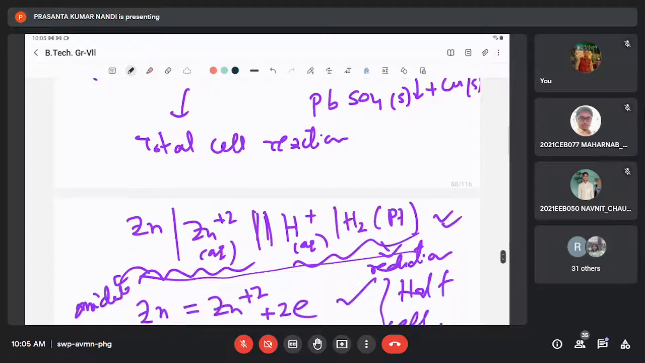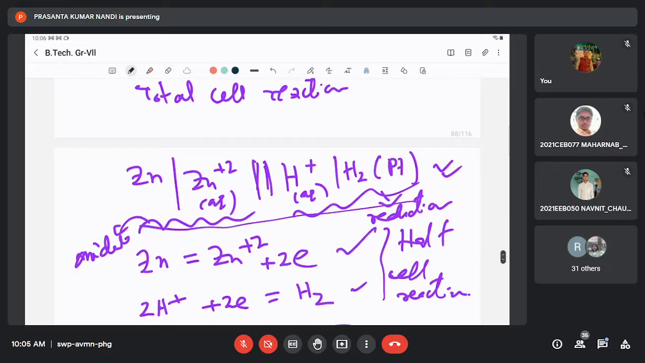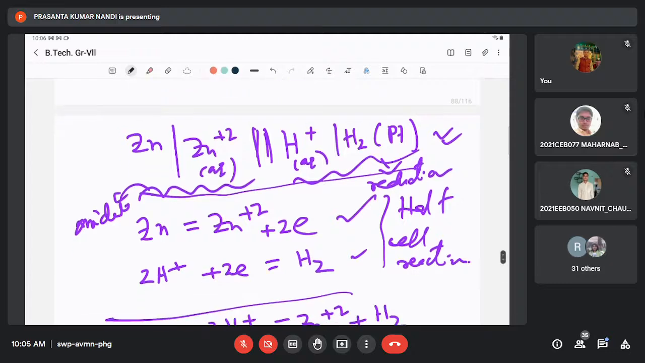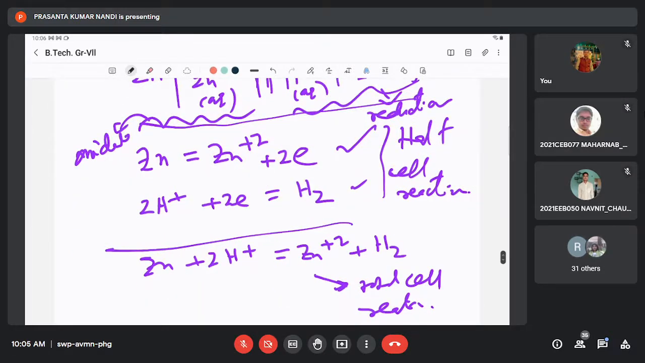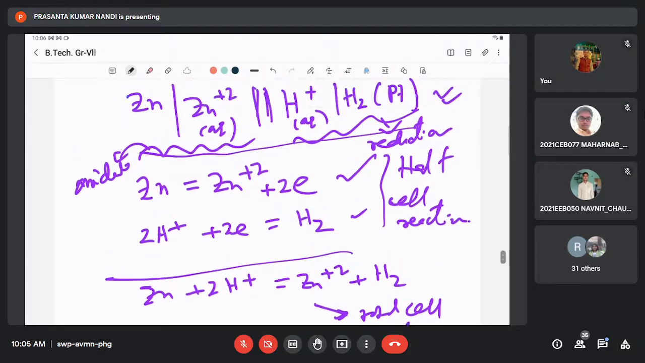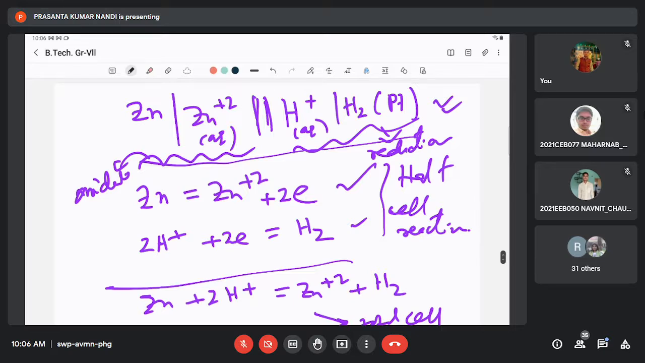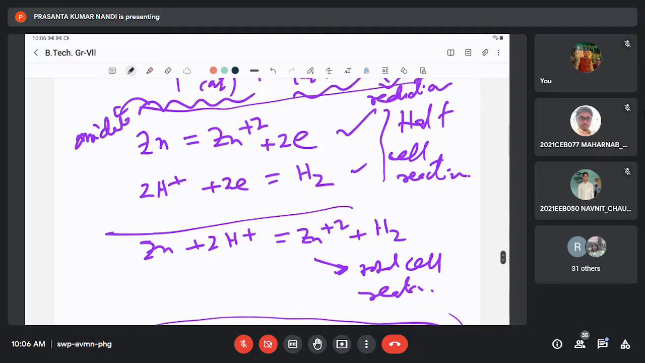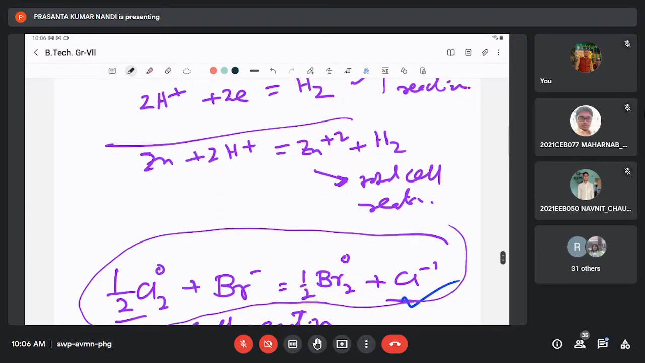Likewise, there is another cell. How to write down the cell reactions, the half cell reactions, I have written here. The total cell reaction. On the right hand side, we have a hydrogen electrode, a gas electrode, and on the left hand side, a zinc electrode. So these are the half cell reactions and this is the total reaction.